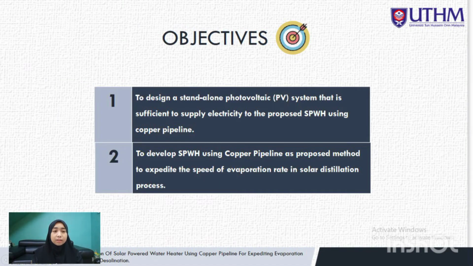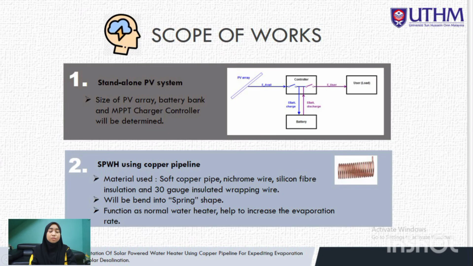For the objectives, the first one is to design a standalone photovoltaic (PV) system that is sufficient to supply electricity to the solar power water heater using copper pipeline. The second objective is to develop the solar power water heater. For the scope of works, the first is the standalone PV system, where I have to determine the size of the PV array, battery bank, and MPPT charge controller. The second scope is to develop the solar power water heater using copper pipeline.